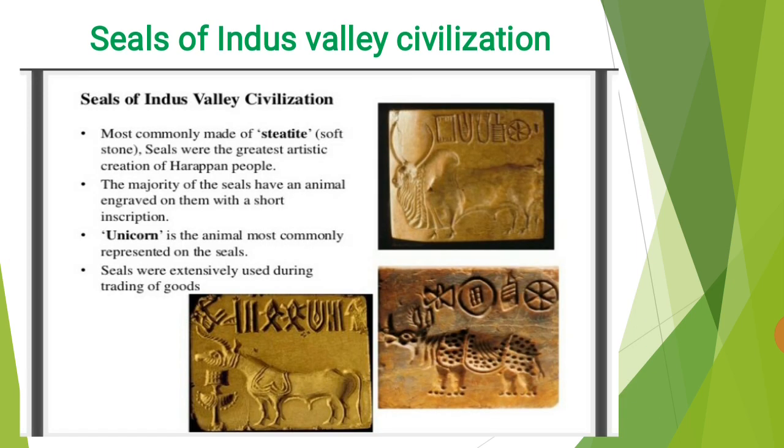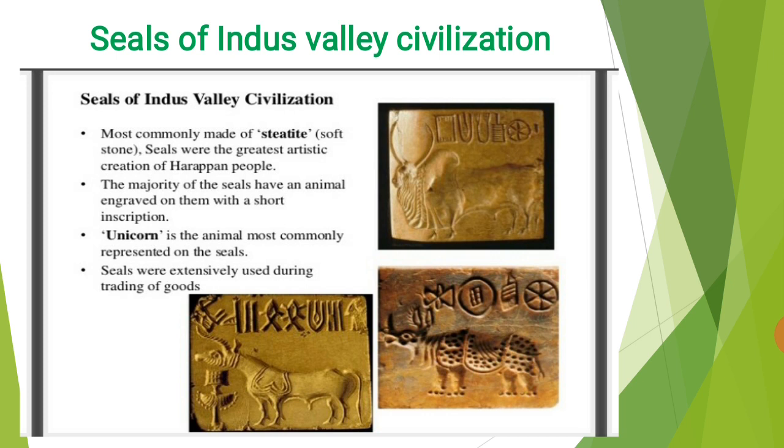Seals of the Indus Valley civilization. The best known artifacts of the Indus Valley civilization are a number of small seals made of soft stone. Seals had a variety of animal pictures like elephants, tiger, rhinos, etc. Seals were the greatest artistic creation of the people. The majority of the seals have an animal engraved on them with a short inscription. Unicorn is the animal most commonly represented on the seals.